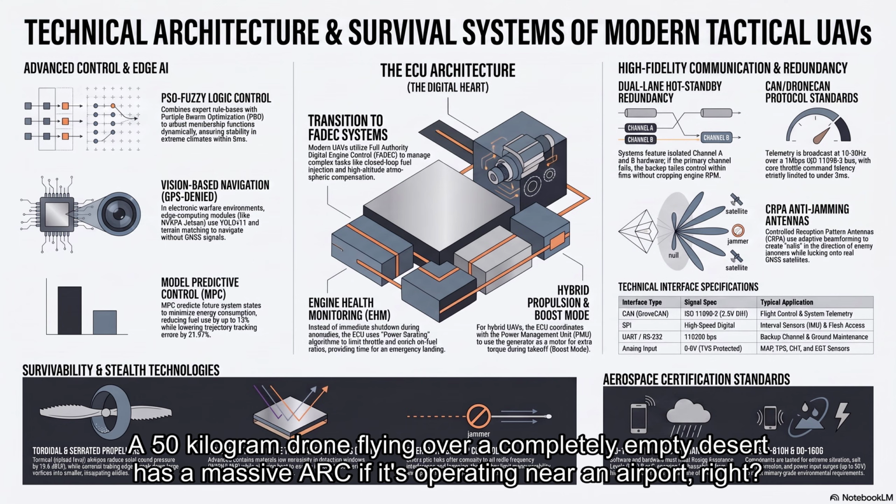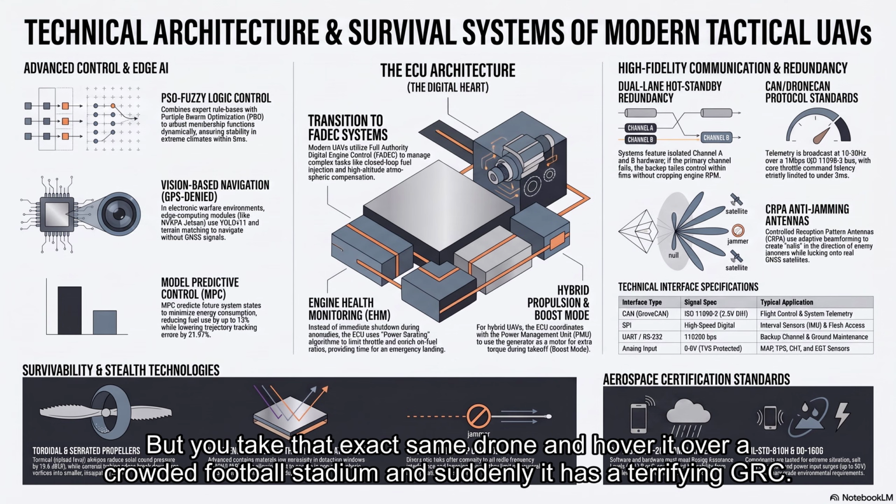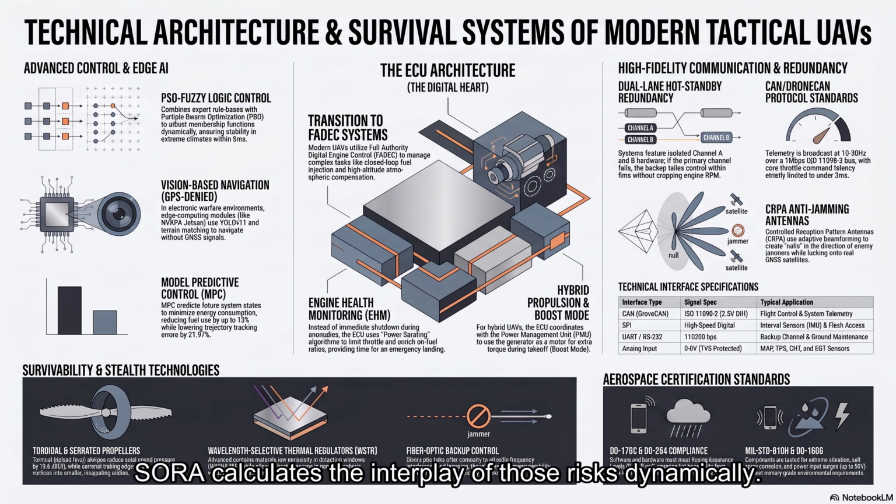A 50-kilogram drone flying over a completely empty desert has a massive ARC if it's operating near an airport, right? Yeah. But it has a near-zero GRC because there's nobody underneath it. But you take that exact same drone and hover it over a crowded football stadium, and suddenly it has a terrifying GRC. SORA calculates the interplay of those risks dynamically, and based on that math, you get your SAIL level.